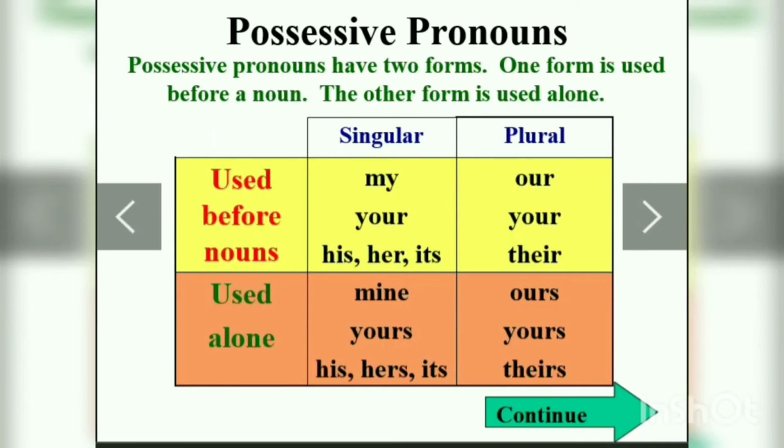Possessive pronouns have two forms, singular and plural. One form is used before a noun. The other is used alone. Used before nouns: my, your, his, her, its, our, your, their. Used alone: mine, yours, his. This is mine. Ours, yours, theirs.